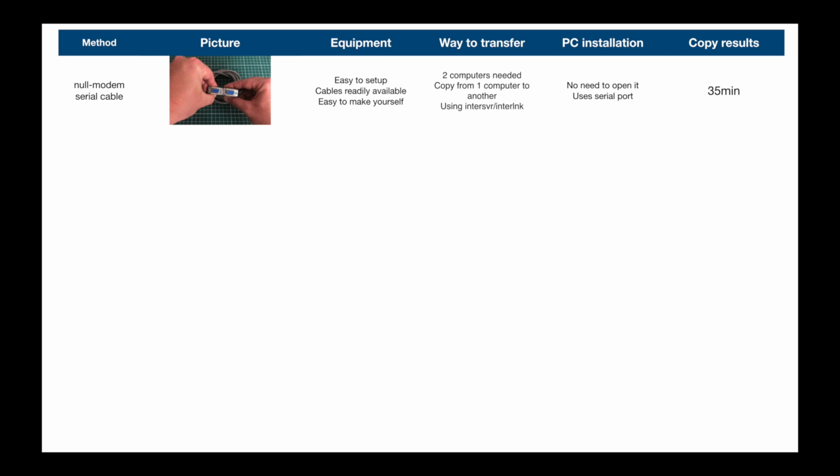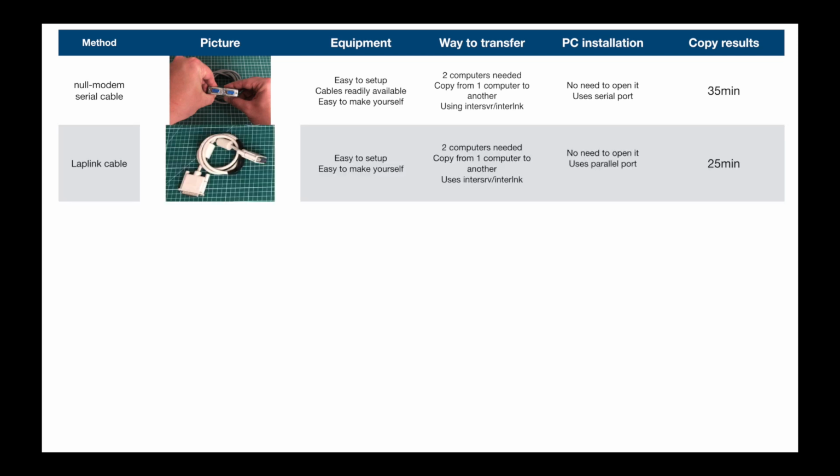Moving on to our Laplink cable or parallel crosslink cable. Same story as with the null modem serial cable, very easy to set up. All we need is InterServe and InterLink, works with virtually any PC. But although it is faster than the serial cable, it is still pretty slow, clocking in at 25 minutes here.